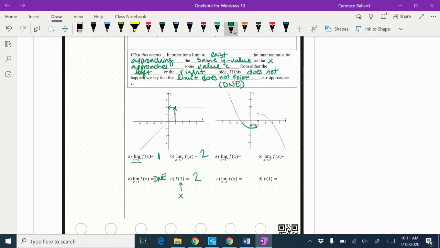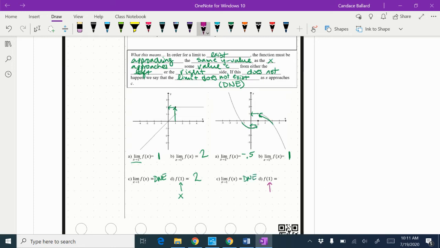I apparently have it graphed a little bit wrong. It looks like it's maybe 0.5, or negative 0.5. It's not going to matter that I didn't graph it like my sample. As I'm coming at it from the right side, it looks like my y value is going to 1. And again, my right and my left-hand limits do not match, so I would say D and E.